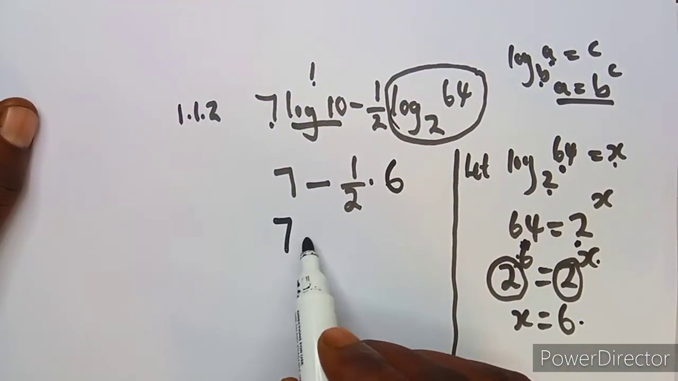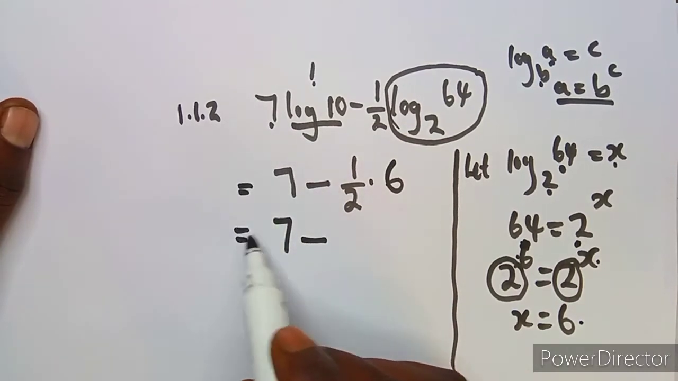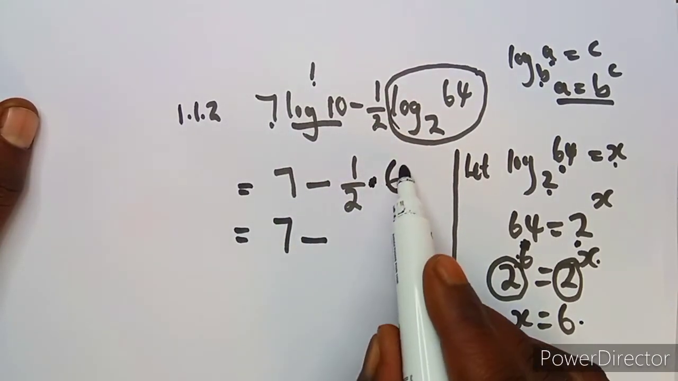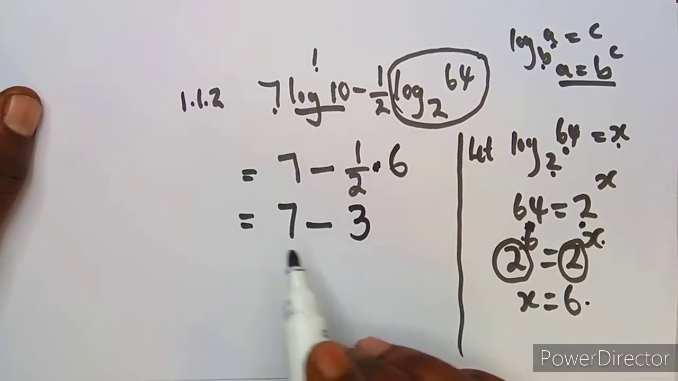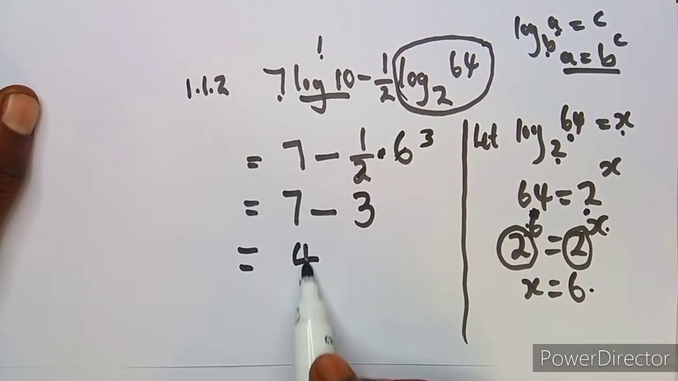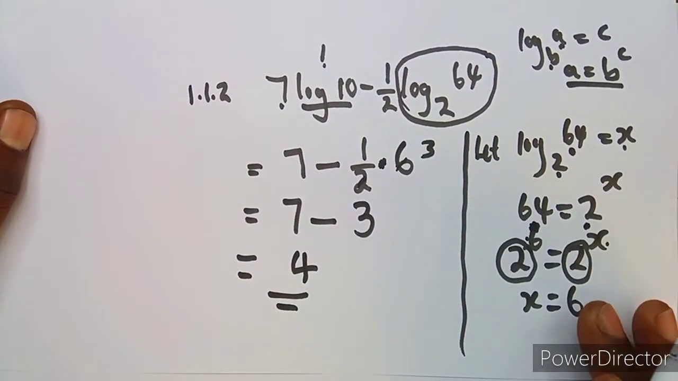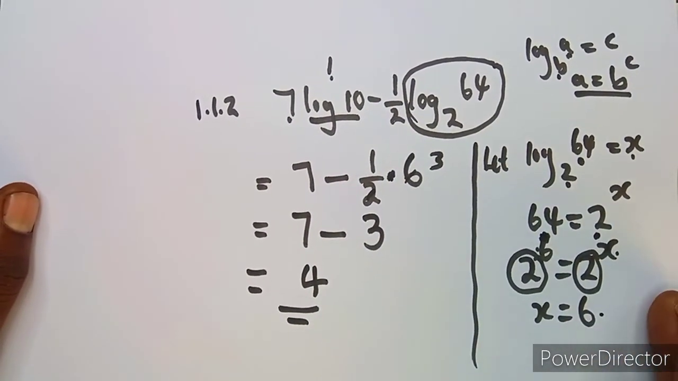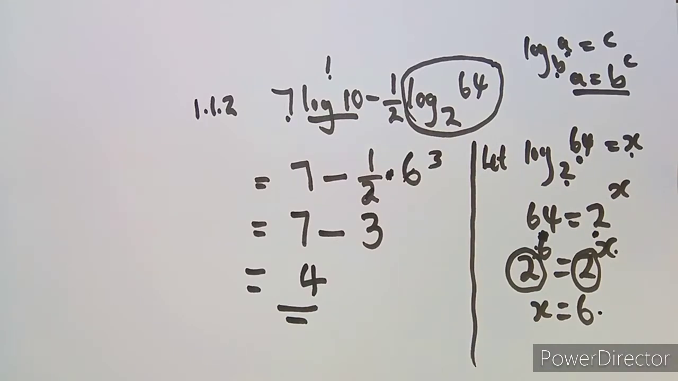Okay, so you're going to obtain 7 minus half of 6, which is going to give us a 3. Half of 6 is simply a 3. So you subtract 7 minus 3, that is going to give you a 4. So take note, the log is no longer there. You have taken off the log by simplifying the logs first. So the logarithms are no longer there. That is what you are going to remain with at the end.